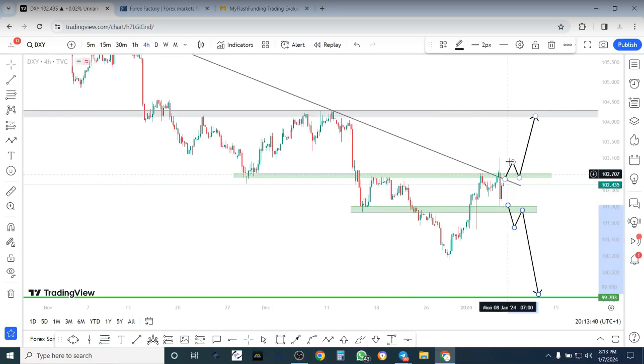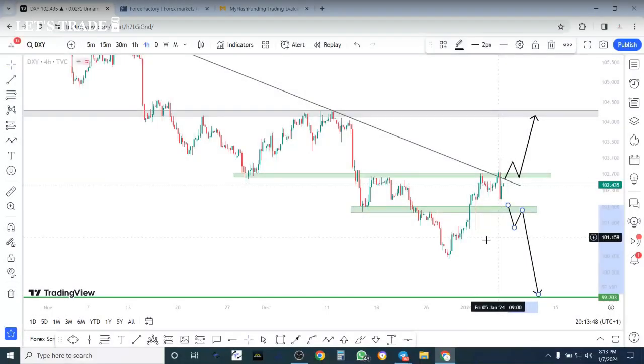So should price break out of this zone, which in my own case, should price break out of this zone, we have broken above the neckline. But market structure wise, this will now become our new higher low. Then should price break out of this zone, it will be a new higher high.